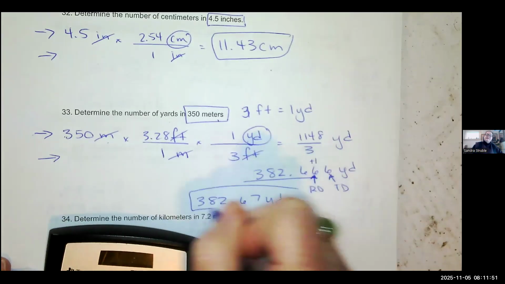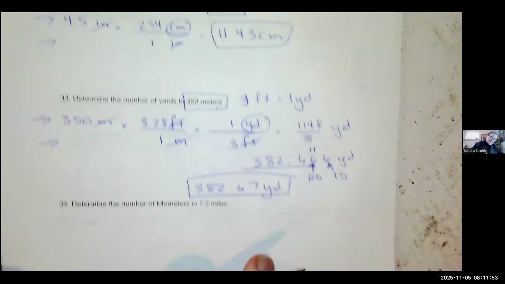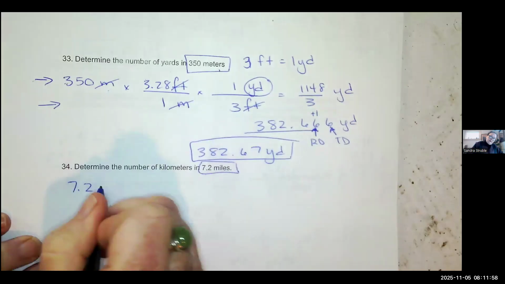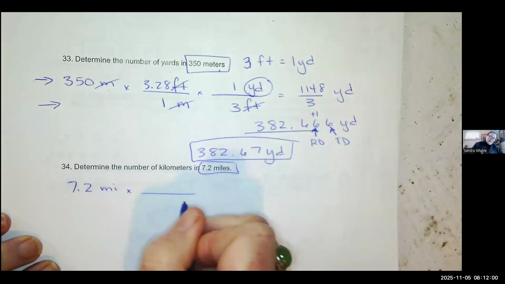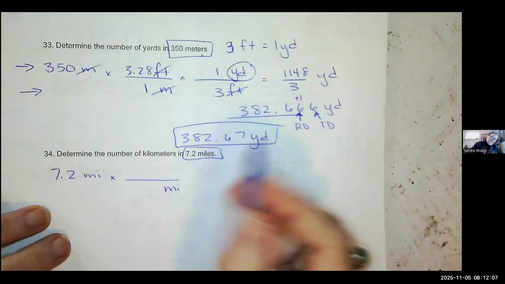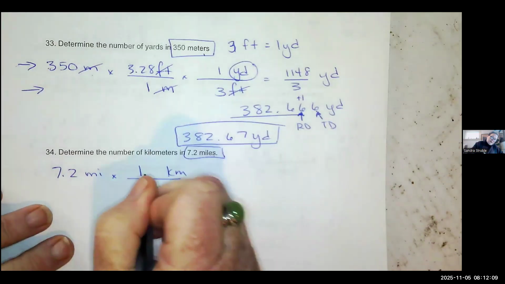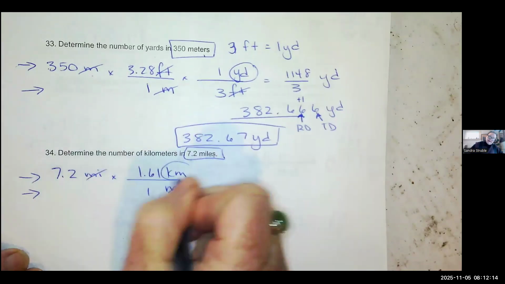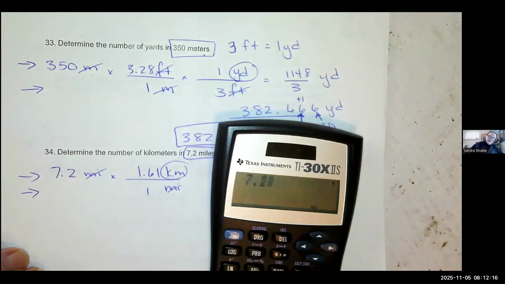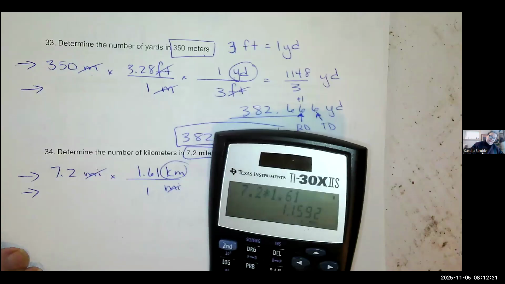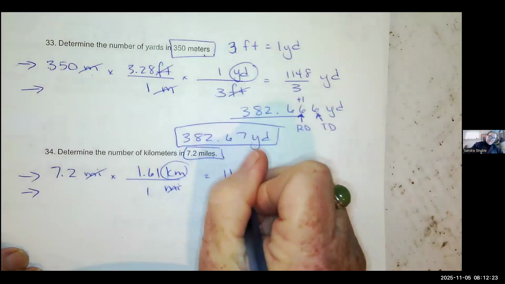Determine the number of kilometers in 7.2 miles. Start with what you're given. We're going to get rid of miles and we want to go to kilometers. Do we have a direct path? Yes, we do. So 1 mile is 1.61 kilometers. Multiplying straight across, my miles are gone, left with kilometers. 7.2 times 1.61 is 11.592, and this is kilometers.